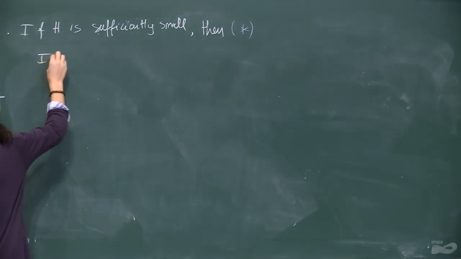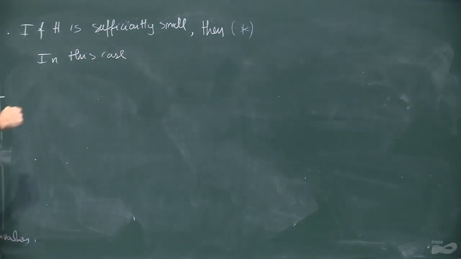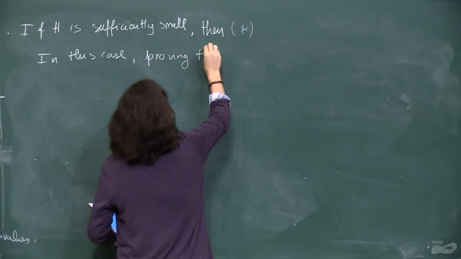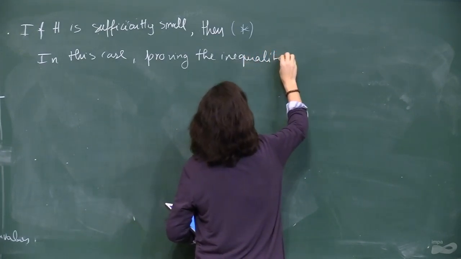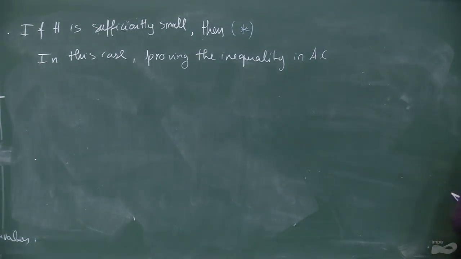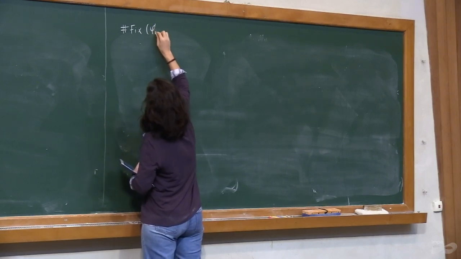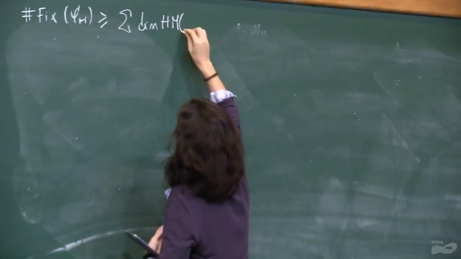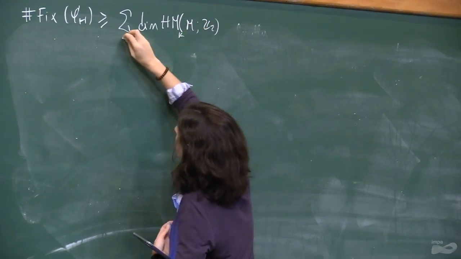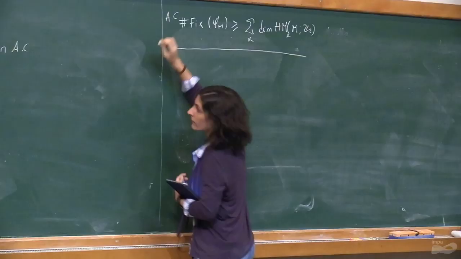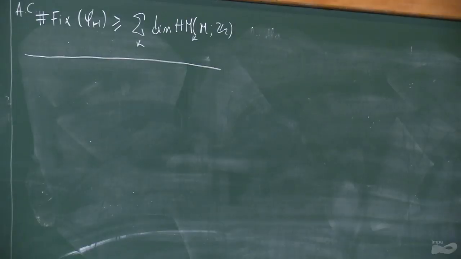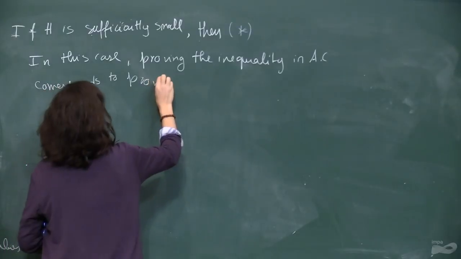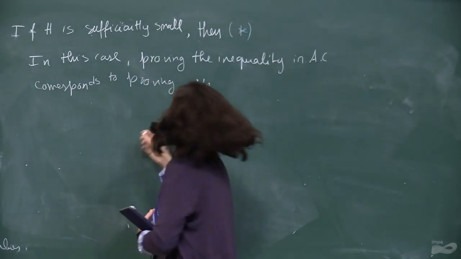Then we have, we call it star. So in this case, meaning H is sufficiently C2 small, proving the inequality in the Arnold conjecture, so let me, maybe I should write it here somewhere: the sum of the dimensions of the Morse homology of M. Okay, Arnold conjecture. So proving this inequality in the Arnold conjecture corresponds to proving what I called here and erased, the Morse inequality.